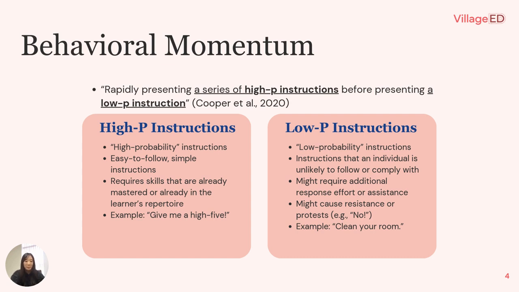So to put it in a simple way, high P, high probability of having someone complete. These are the ones that are easy, super simple for them to comply with. Low P, low probability of having them follow through. These are the ones that are difficult, not enjoyable, and very challenging to have them complete.